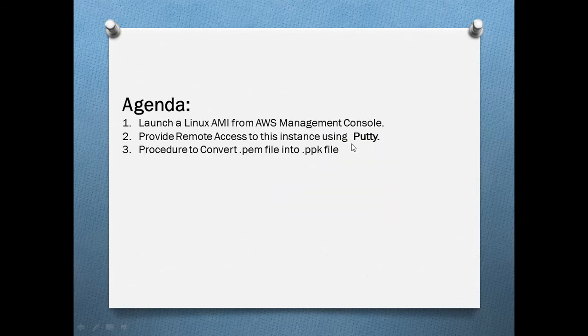So, let's begin this session by understanding the agenda of the entire tutorial today. First, we will launch a Linux instance in the AWS Management Console. We will do it in the EC2 dashboard. I will provide you a step-by-step guide to understand how we can launch the EC2 AMI within just a minute. Then, after launching the instance, we will connect to this particular instance using the PuTTY tool, and we will be able to provide the remote access to this instance.